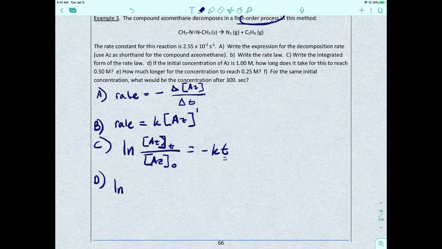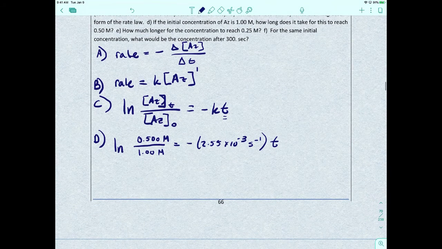So the initial concentration is going to be 1 molar. Divided, that's going to be underneath. The concentration we're going for is 0.5 molar. And that's equal to negative K. In this case, we're told that K is going to be 2.55 times 10 to the minus third seconds to the minus first power times T. So we're going to solve for T.